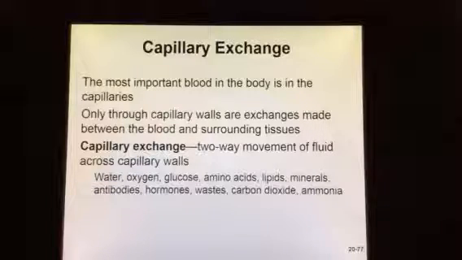The blood is dropping off important molecules that the tissues need, and then the tissues are releasing waste, and that's going into the capillaries to be disposed of. So capillary exchange is two-way movement of fluid. Some molecules are going into the tissues, other molecules are going back into the blood. Some of the molecules that we're talking about are water, oxygen, glucose, of course, amino acids, which are the monomers of proteins, lipids, and carbon dioxide, hormones as well, and then other wastes.